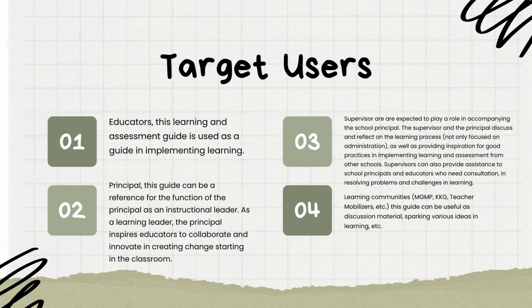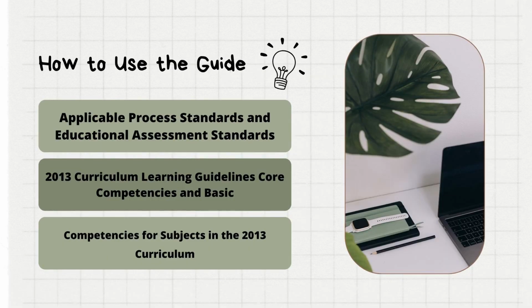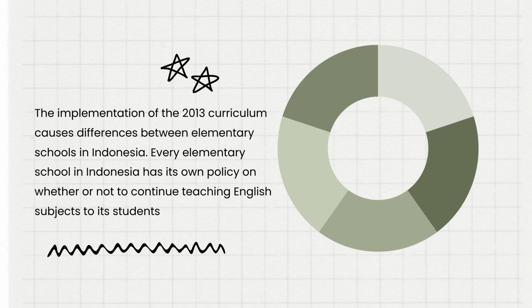Number 4 and last is learning communities. This guide can be useful as discussion material sparking various ideas in learning. Next is how to use the guide. Number 1 is applicable process standards and educational assessment standards. Number 2 is the 2013 curriculum learning guide, core competence and basic competence. And number 3 is competence for subjects in the 2013 curriculum.